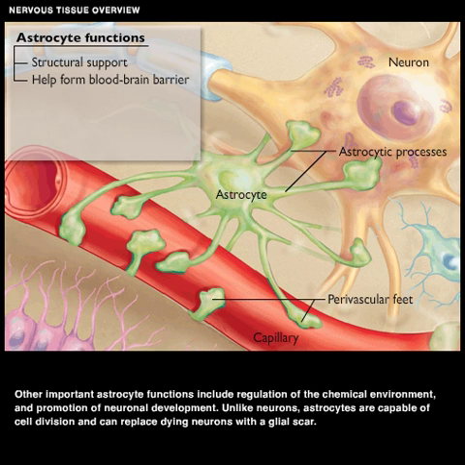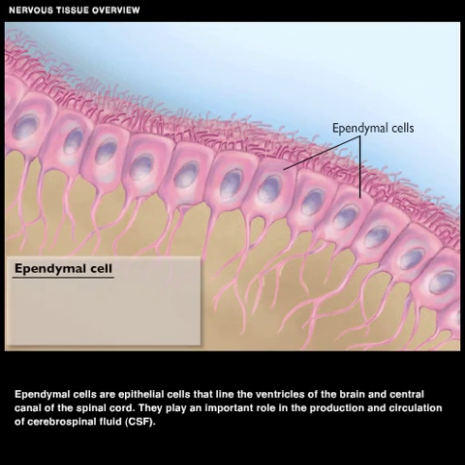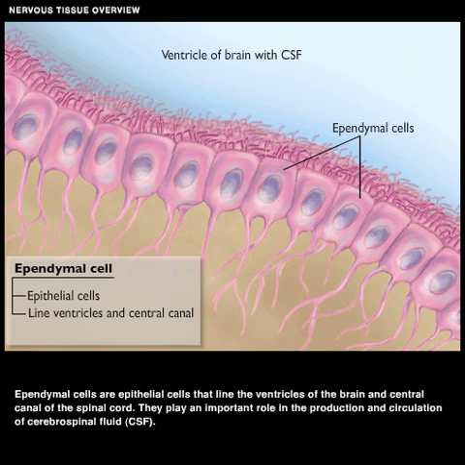Other important astrocyte functions include regulation of the chemical environment and promotion of neuronal development. Unlike neurons, astrocytes are capable of cell division and can replace dying neurons with a glial scar. Ependymal cells are epithelial cells that line the ventricles of the brain and central canal of the spinal cord. They play an important role in the production and circulation of cerebrospinal fluid, or CSF.